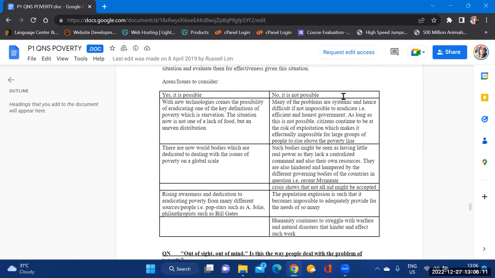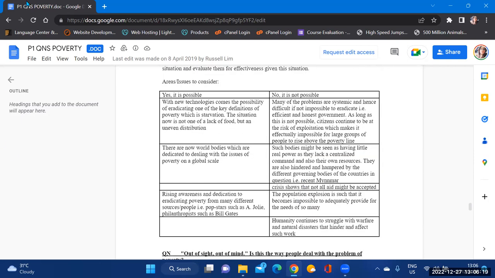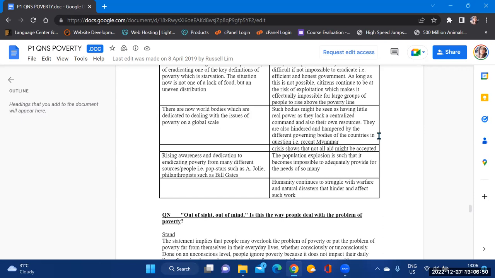Whereas, no, it is not possible to completely eradicate poverty. So on the right-hand column, many of the problems are systemic and structural in nature, and hence it's difficult, if not impossible, to eradicate them. For example, efficient and honest governments. As long as this is not possible in all places around the world, citizens in some countries continue to be at risk of exploitation, which makes it effectively impossible for large groups of people to rise above the poverty line. World bodies may be seen as having little real power as they lack a centralized command, and they may also lack their own resources. They may also be hindered, hampered and obstructed by the different governing bodies of the countries in question.